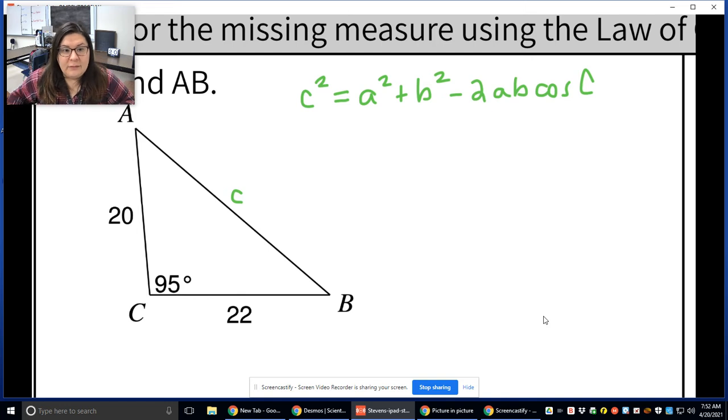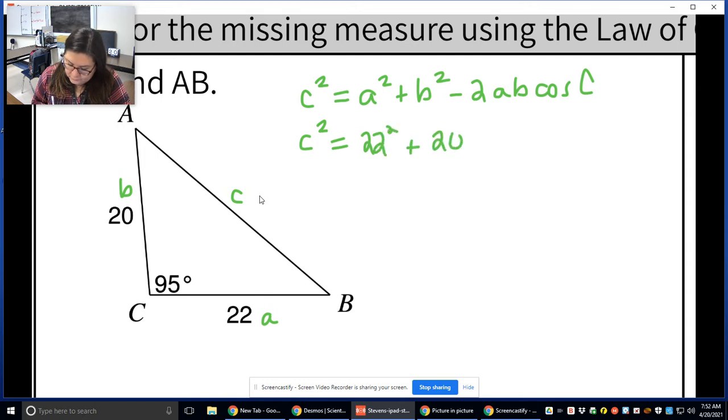Now, the way that this triangle is set up, I have my little c labeled. You can see that. But I'm going to go ahead and label the other sides. So if this is capital A, then this 22 must be little a, which makes this 20 little b. So now let's just fill in what we got. We don't have little c yet. That's actually what we're looking for. But little a is 22 plus 20 squared minus 2 times 22 times 20 times the cosine of capital C. Capital C is 95 degrees.